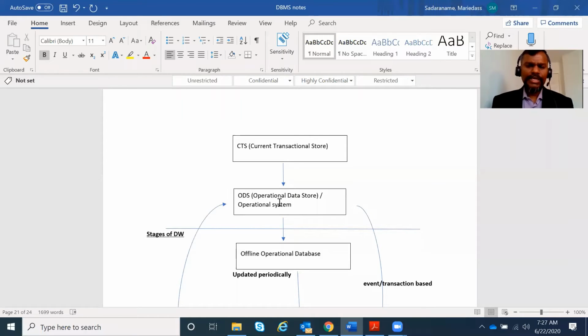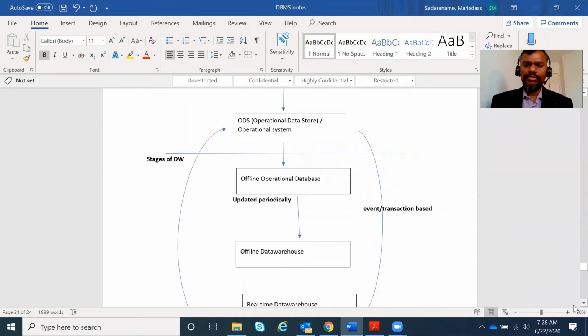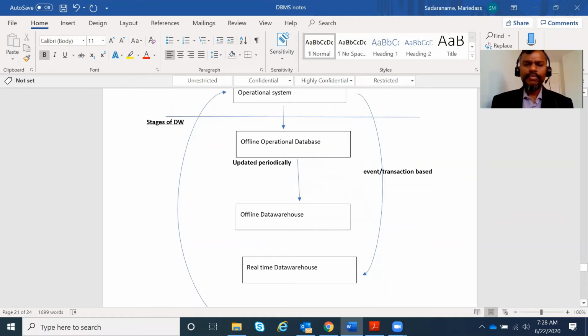ODS stands for Operational Data Store. Sometimes it's called operational system. So on a periodic basis, you're backing up the data from your daily tables or database into an operational data store. So far we are only talking about data stores. Now comes the term data warehouse. So this is where the stages of data warehousing start.